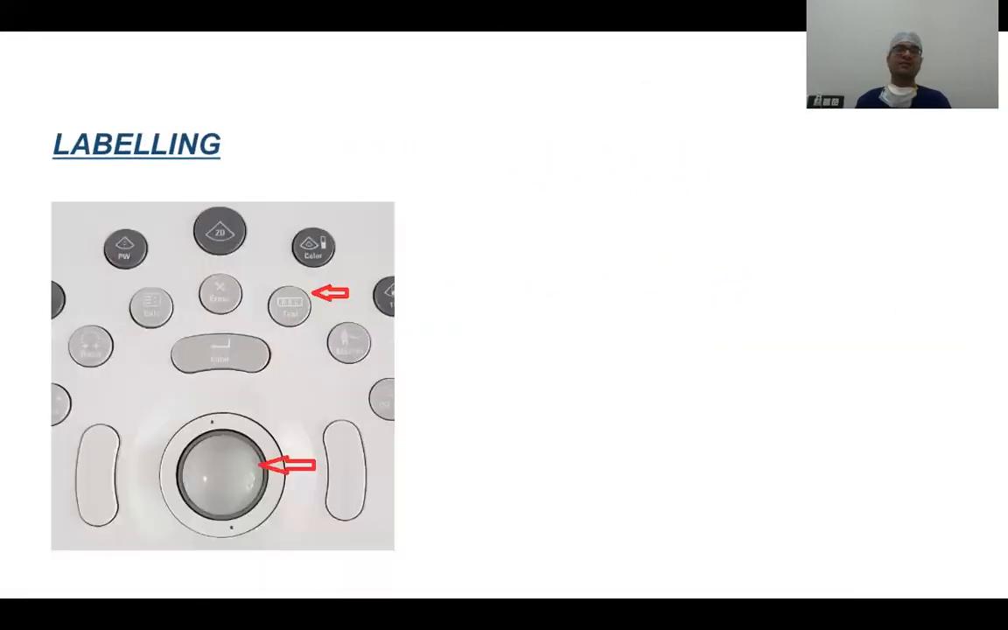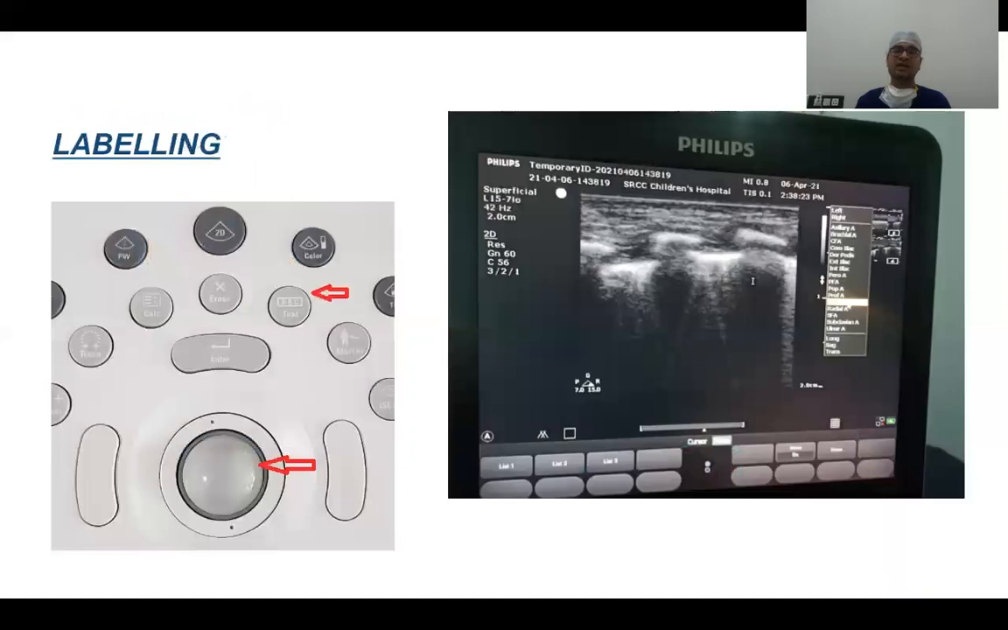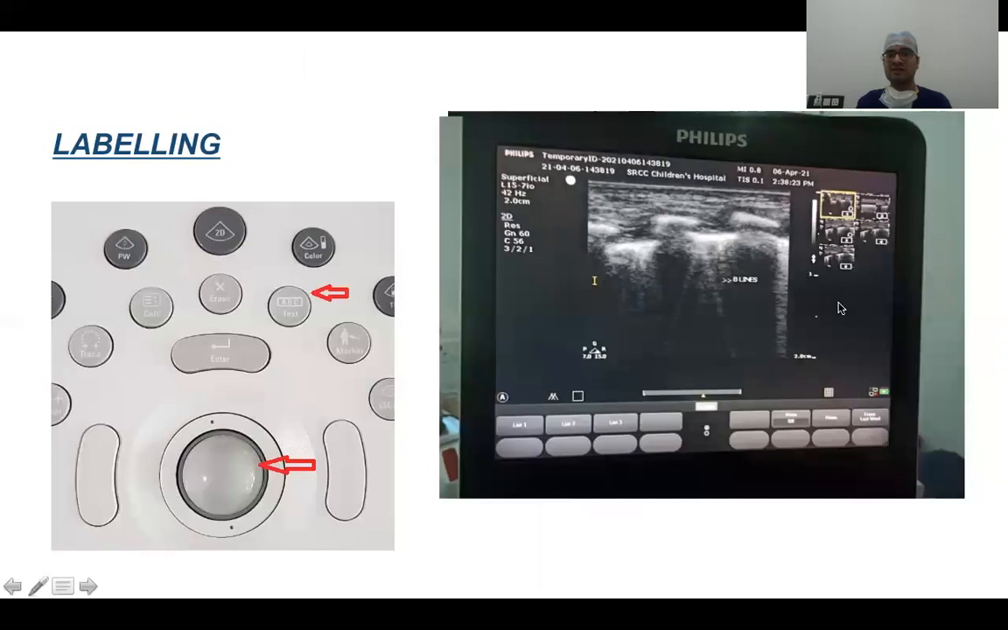Lastly, there is the labeling of the ultrasound data, which helps us in storage and also in presentations. Here we can use the trackball and text. With this menu on, whatever machine labels are available we can use directly by clicking, and otherwise if we switch it off, we can type here using the keypad and enter.